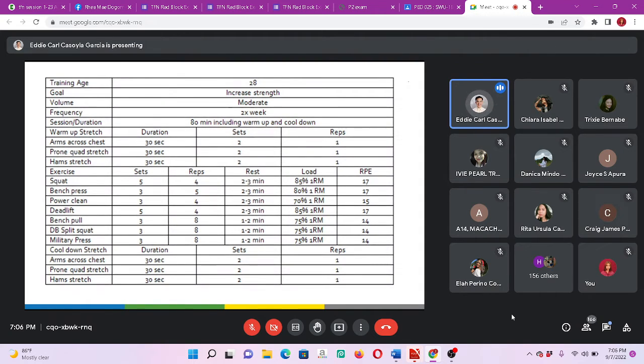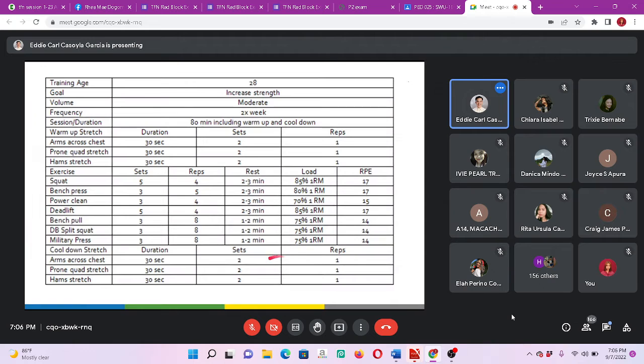And next would be, let's skip this part first. I will discuss it later. So for the cool down, let's go to the cool down stretch. For cool down, everyone, same thing. Kindly choose 3 specific warm-up stretches. And then for the duration and time, kindly copy 30 seconds, 2 sets, and 1 repetition.